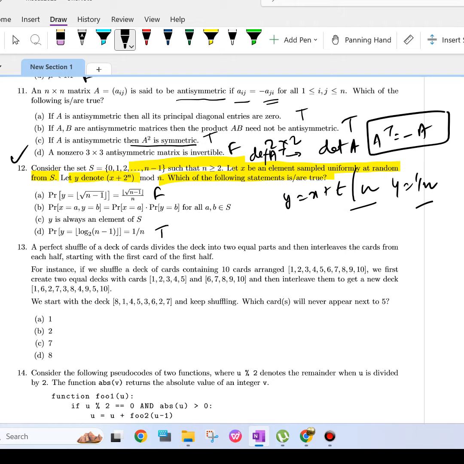Okay. And then clearly y belongs to S by definition. Y belongs to S by definition, so this is false. And this is B is random element of y depends on x, so B is false, and the C is true.